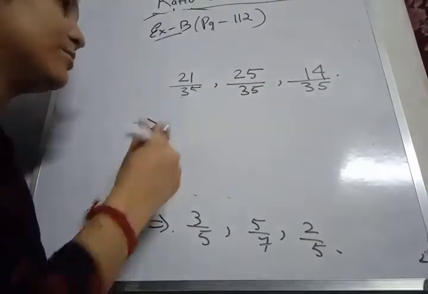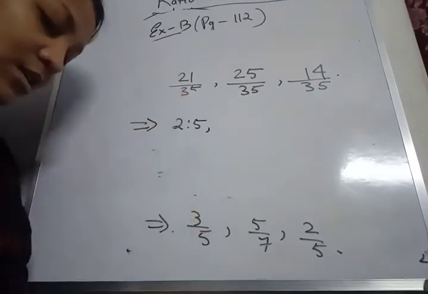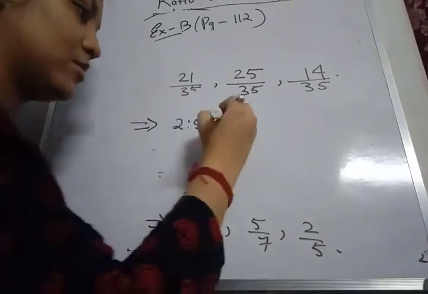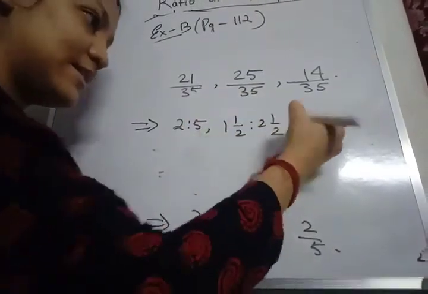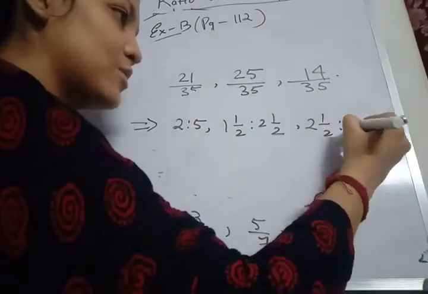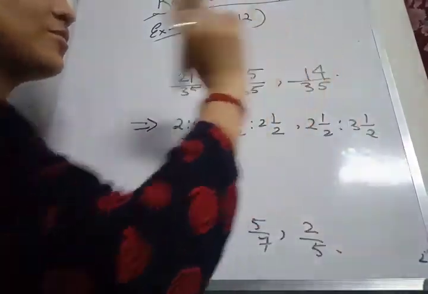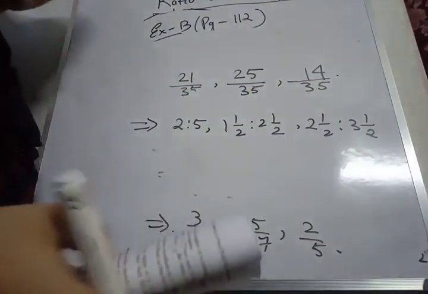So what is the order? Your order is 2 is to 5, then your 1.5 is to 2.5, and then we have your 2.5 is to 3.5, on the basis of the numerators. Okay, so this is the ascending order of the given ratios.